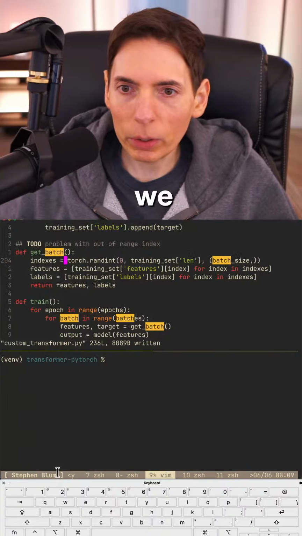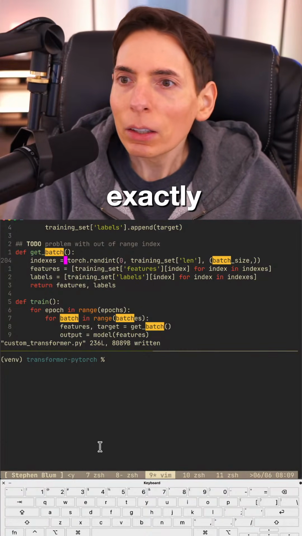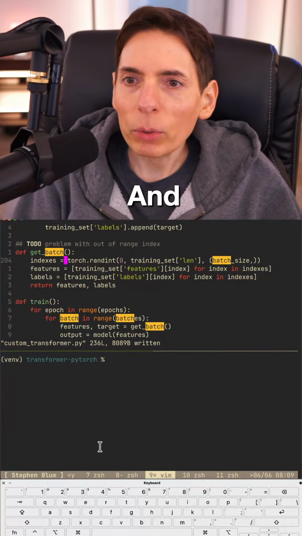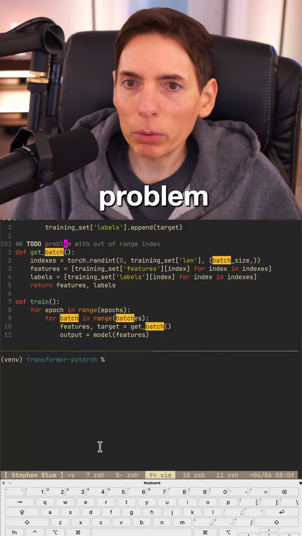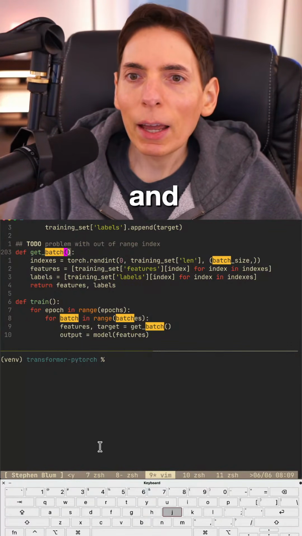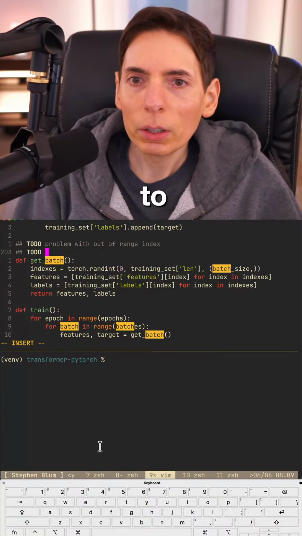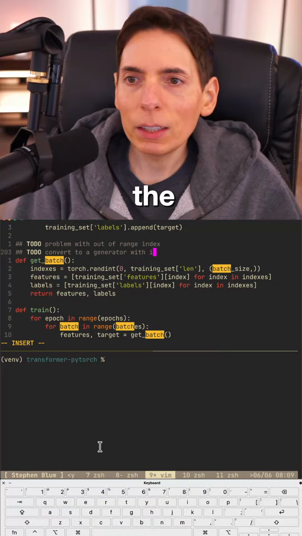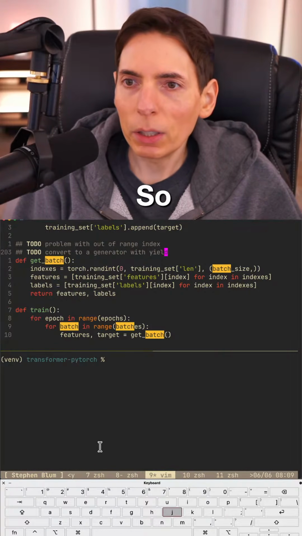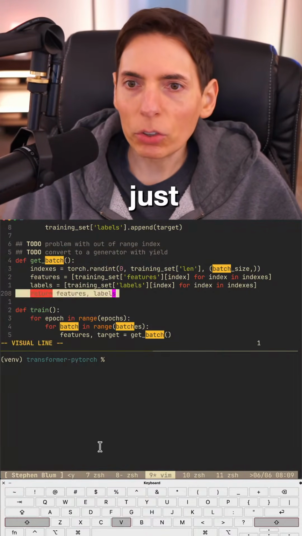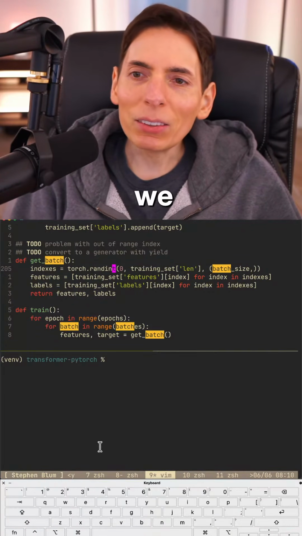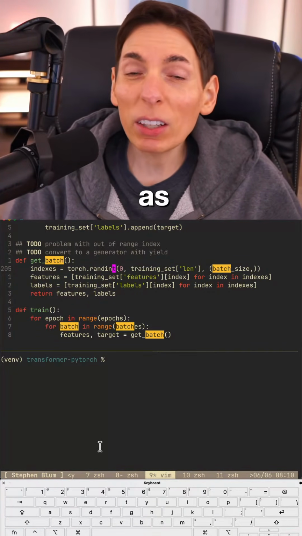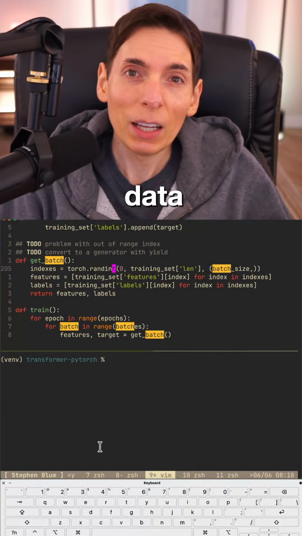Let's take a look at where we left off yesterday. This is exactly where we left it, and we just need to make some adjustments. So we have a problem here. We had an out of range problem, which we can fix. And I also want to convert to a generator with the yield. So we get a yield operator there. Instead of just returning features and labels, we're going to yield it. So it's a similar thing, except it has an opportunity to miss data, and I want to do a full coverage.